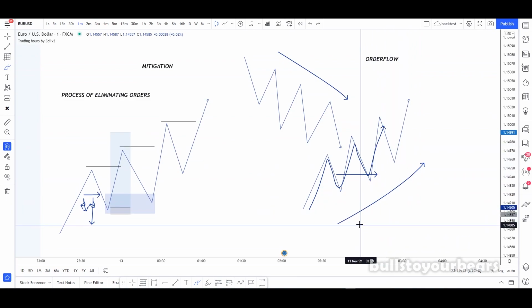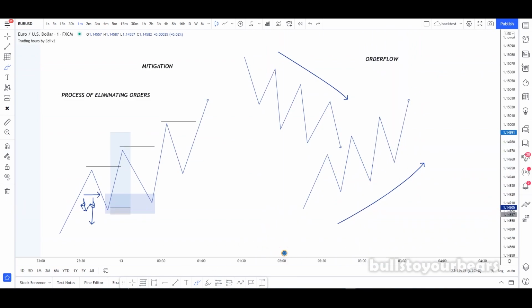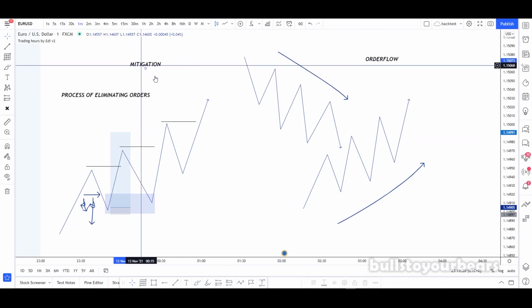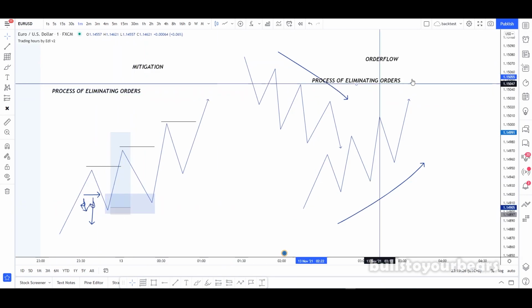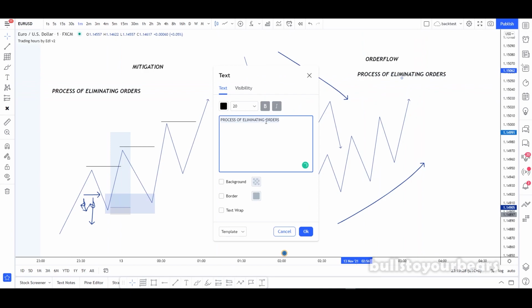So what is order flow? Order flow is just the process of mitigation. And what is mitigation? Mitigation is the process of eliminating orders. So are they the same? Yeah, they are the same, right? So this is the process of mitigation. Sorry, I'm just going to put it all in capitals. Mitigation. The process of mitigation.